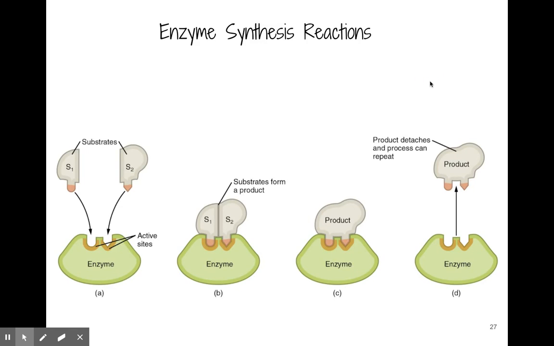Here's an example of an enzyme synthesis reaction. So like we said, not all enzymes break apart molecules. Some enzymes are used to make molecules. So as we can see, this enzyme needs substrate 1 and substrate 2. Substrate 1 and substrate 2 bind together at the active site. In this instance, the substrates bind to form the product, and at the end, we have a product that's being made, not one that's being broken apart.